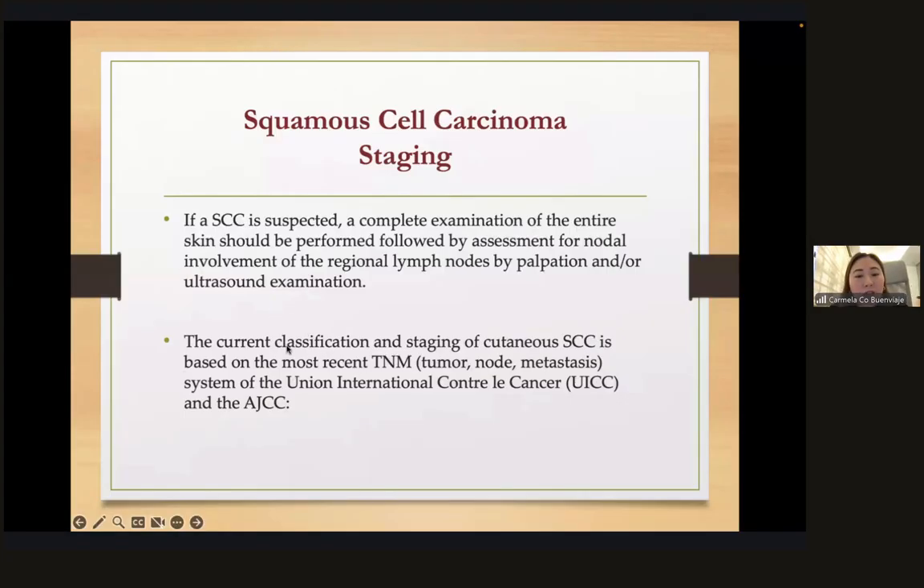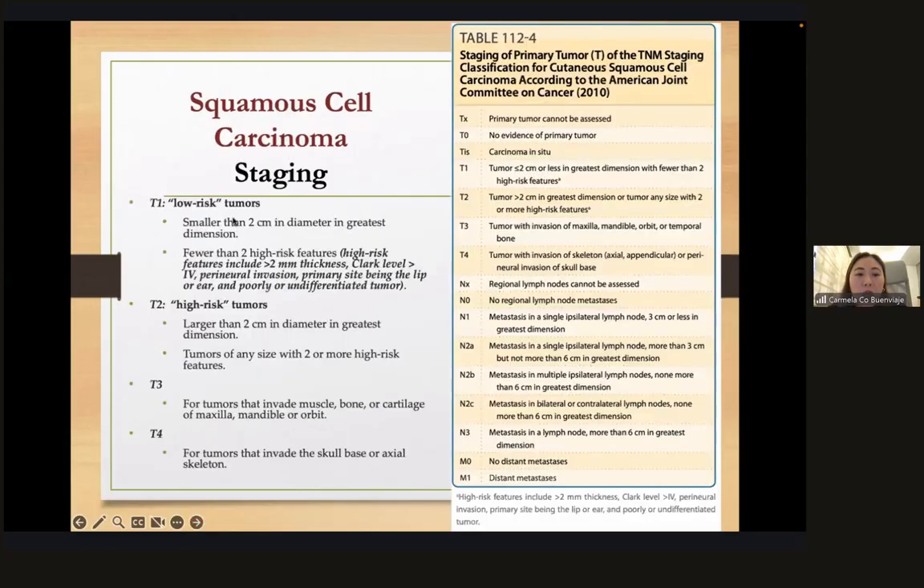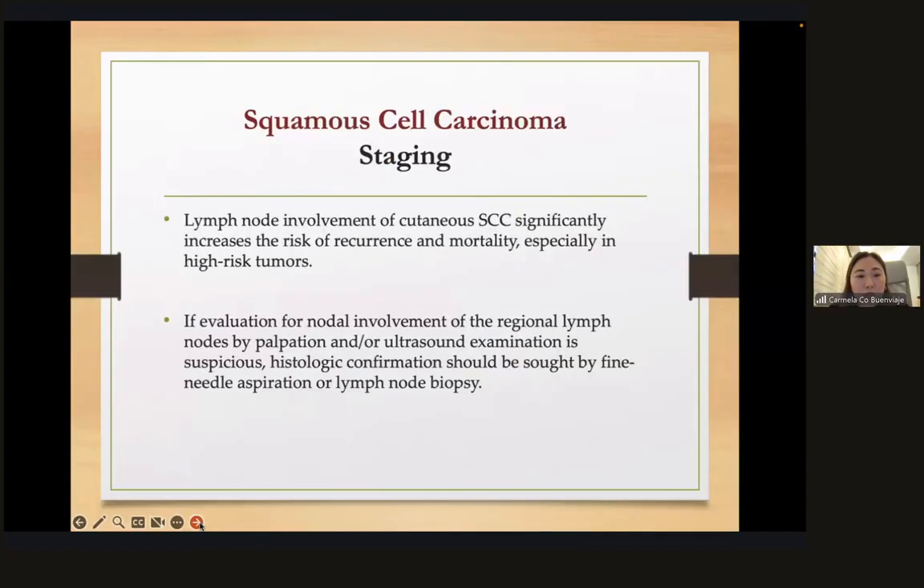So, there's a current classification and staging of cutaneous SCC. So, here, T1 are low-risk tumors, T2 are high-risk tumors, T3 for tumors that invade the muscle, bone, or cartilage of the maxilla, mandible, or orbit, and T4 are tumors that invade the skull base or axial skeleton. So that's for the T or tumor.